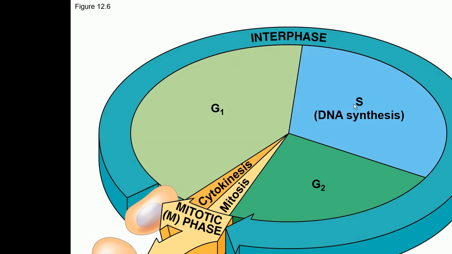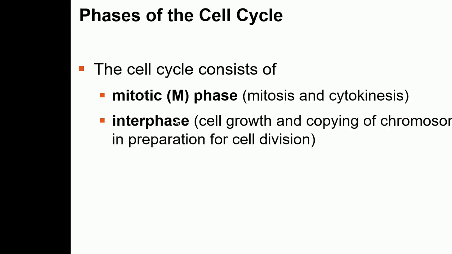Now what is the cell cycle? The cell cycle is the sequence of events through which the life of the cell passes. So the first and the longest phase is interphase.